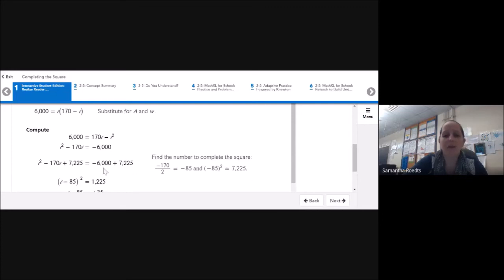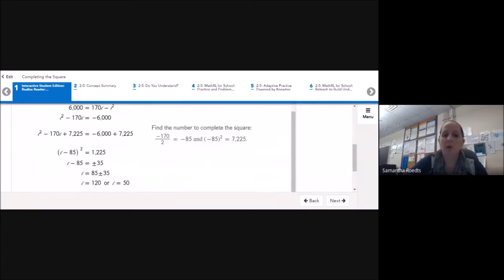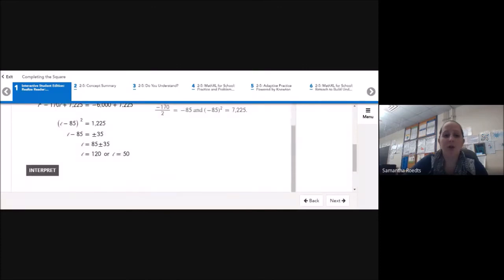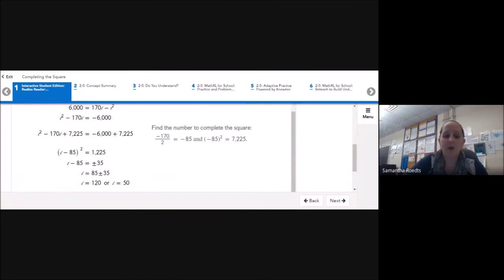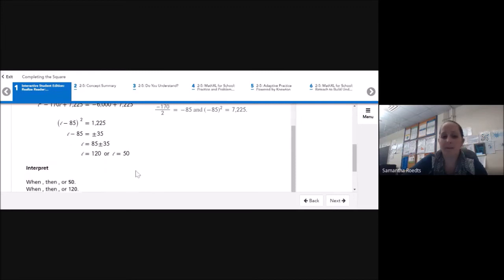That's where they got this number from. Remember, all you have to do is take this middle number, divide it by 2, and then square that. So L minus 85 squared equals 1,225, which is negative 6,000 plus 7,225. So L minus 85 equals plus or minus 35. So L equals 85 plus or minus 35, so L equals 120 or 50.